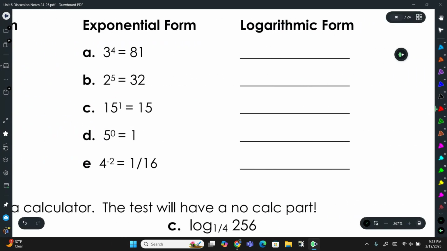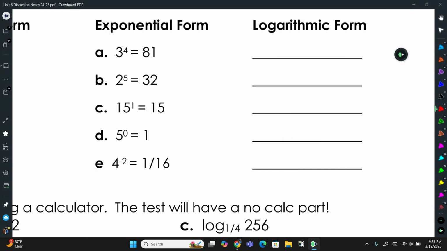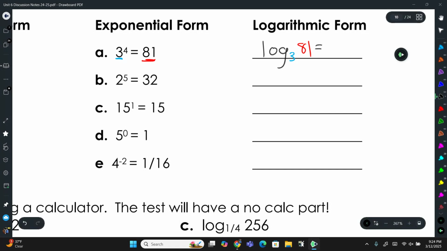Now we'll go from exponent form to log form. If we are in log form, it starts with the word log. And we say, what is our base? What number is being raised to some power? Well, that is 3. So log base 3 of 81 equals your exponent. Because your exponent and the word log are supposed to be on opposite sides of your equation.